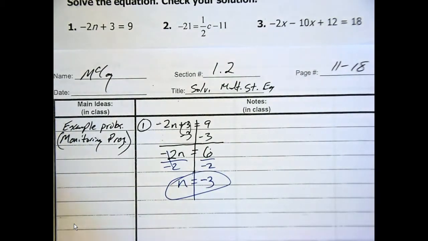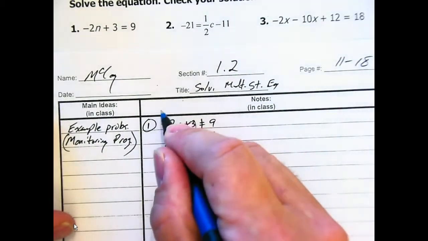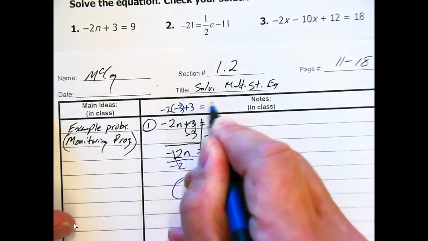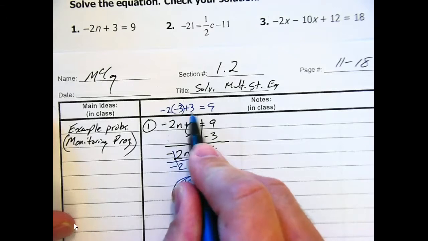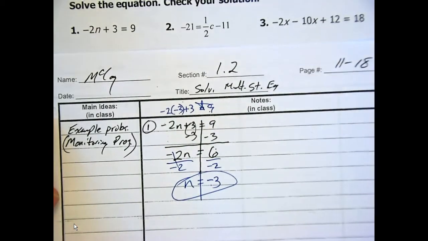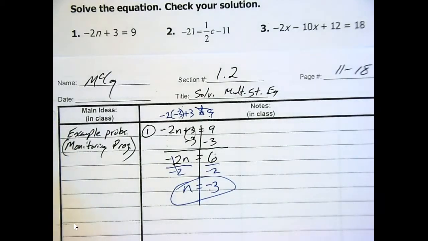That's it. How do we check it? Well, we plug it back in. Negative 2 times negative 3 plus 3. Does that equal 9? Well, that's 6 plus 3 is 9. Hey, we're right. That's correctamundo. Any questions there? That one's kind of the easy one, right?